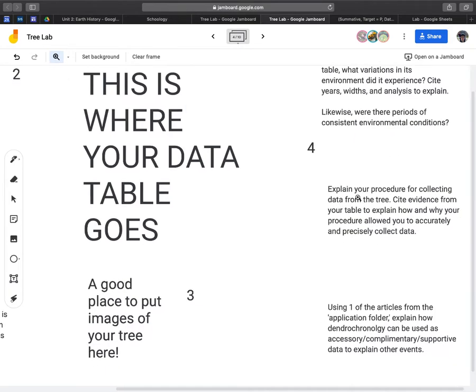You're going to explain your procedure for collecting data from the tree. So how did you measure the dependent variable tree ring size? You should cite evidence from your table to explain how and why your procedure allowed you to accurately and precisely collect data. So where did you collect the data? How much data did you collect? How did you average it? How did you randomize it or make it free from bias?